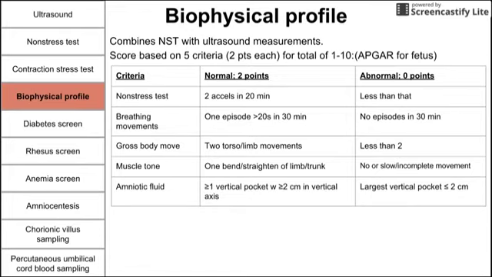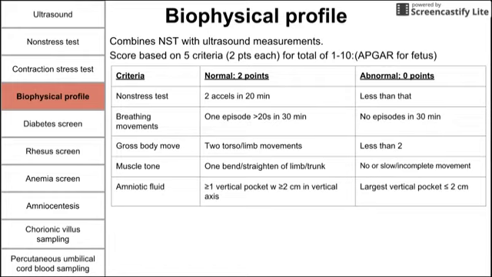Third criteria is gross body movements. If you have 2 torso or limb movements, that is sufficient for 2 points. Less than 2 movements is 0 points. Next is muscle tone. If you have 1 bending or straightening of either the limb or trunk, that's good enough for 2 points. If you have no movements or slow or incomplete movements, that is 0 points.